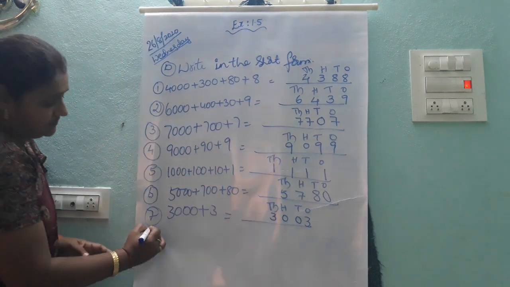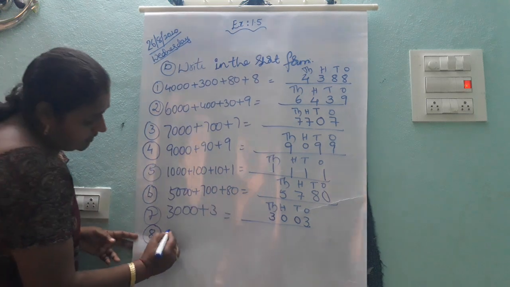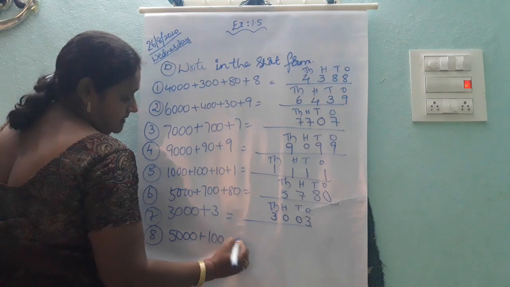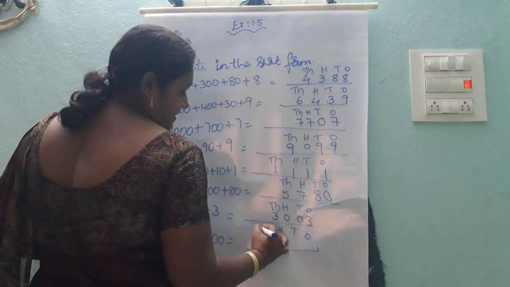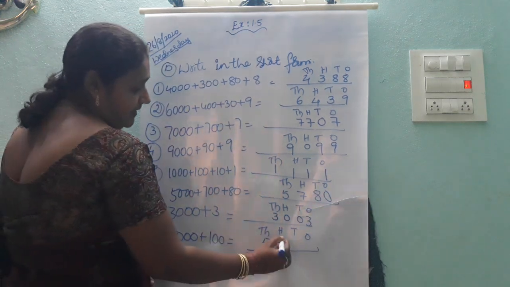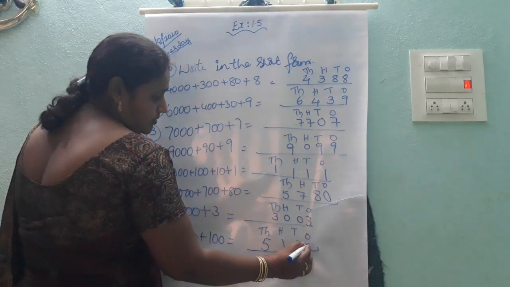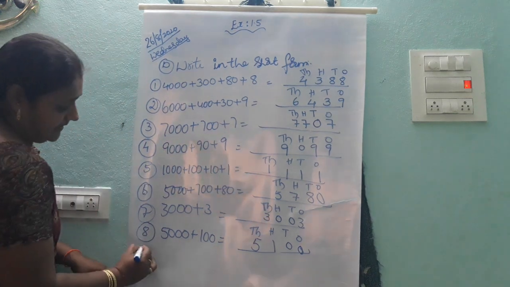Next one, eighth one. 5000 plus 100. Ones, tens, hundreds, thousands. How will you write? 5000, 100. Not yet given any place values for tens and ones. So 100 only. 5100. Ninth one.